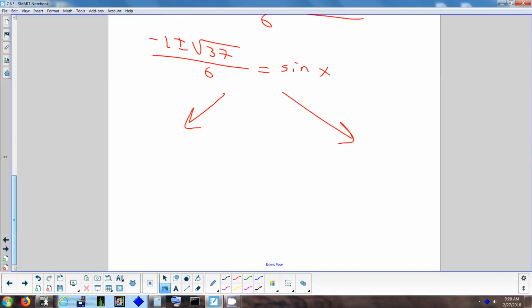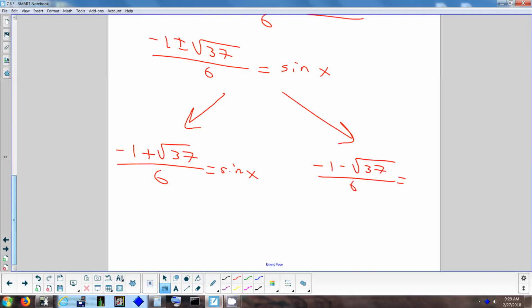So at this point, what we're probably going to want to do is break this out into 2 separate problems. Instead of writing it with a plus and minus, I'm just going to write it twice. So negative 1 plus root 37 over 6, and negative 1 minus root 37 over 6. And now solve each one. And remember, each answer can have up to 2 using the ASTC diagram. So we might get 4 answers out of this. Let's see what happens.